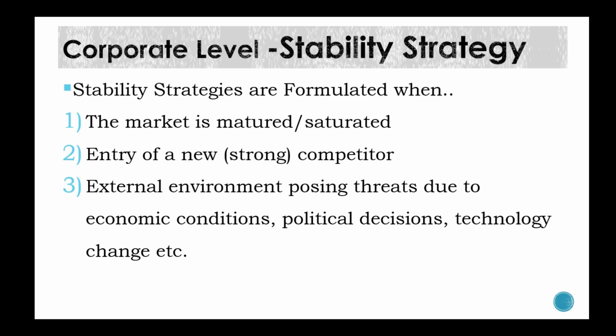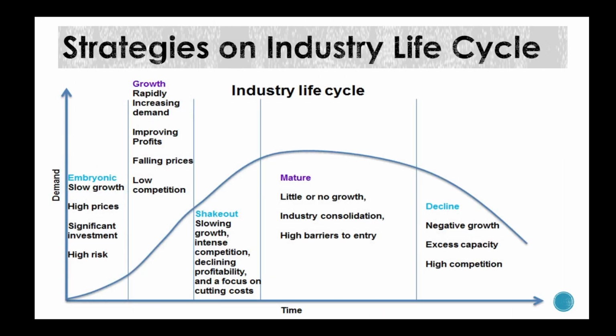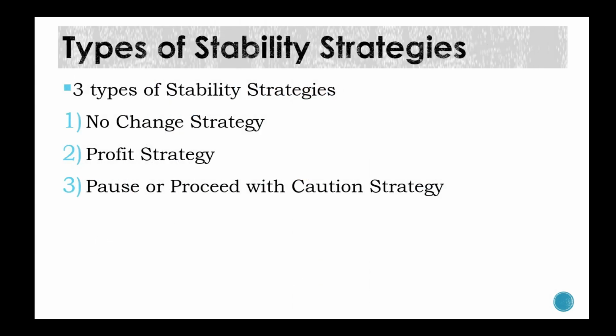Stability strategies are typically used by companies that are in matured industries or facing market conditions that do not favor aggressive growth, and if the risk to investment has increased. On the industry life cycle, when the industry is at the maturity stage, firms prefer to go for stability strategies. And there are three types of stability strategies: no change strategy, profit strategy, and pause or proceed with caution strategy. Let us understand each of these three strategies one by one with suitable examples.